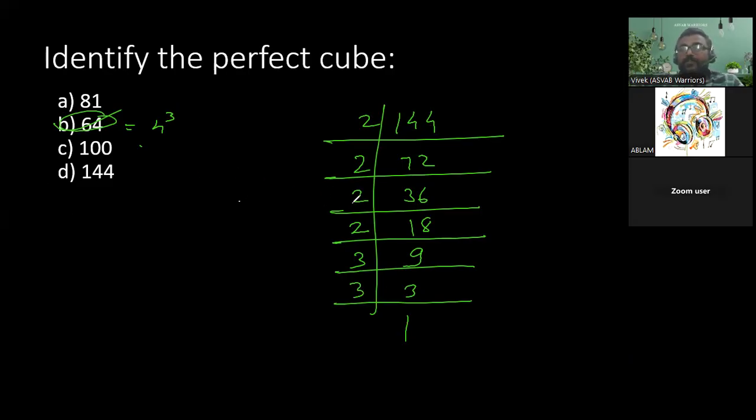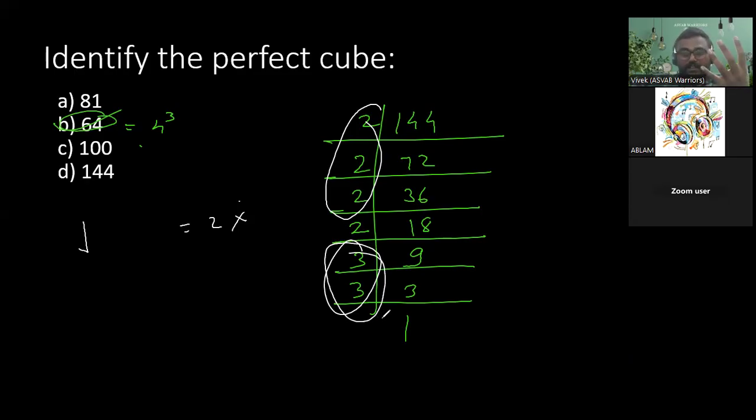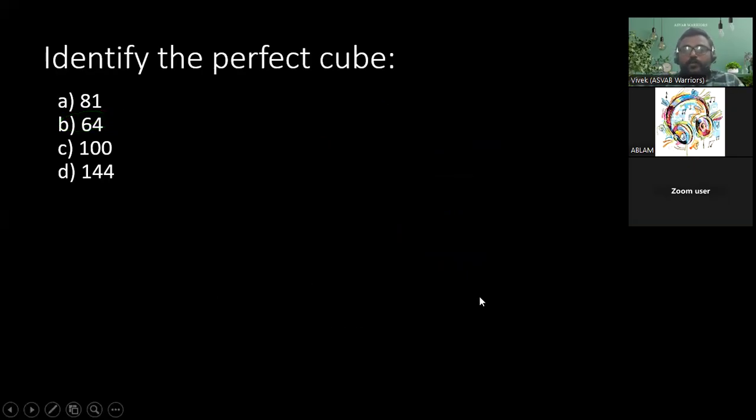So if you want to see if it is a perfect cube or not, we can form a pair of 3 over here, which is 2 times. But we cannot form a pair of any other numbers. So here there are only two numbers, 3 and 3. If there was one more 3, you could have said that it is a perfect cube number.